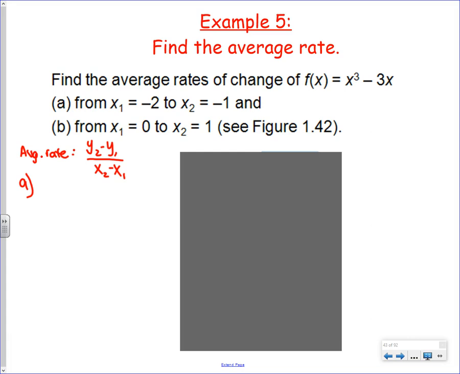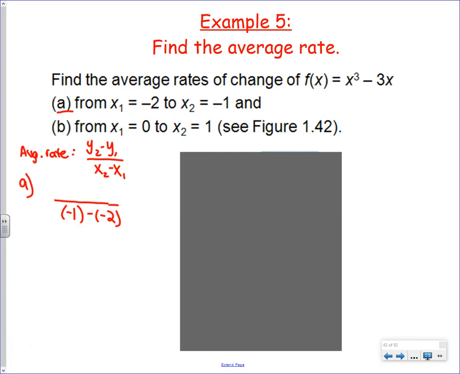So let's use y equals f of x to find y. So, do I know for letter A, do I know x2 and x1? Yeah. So who's x2 according to A? Negative 1. So I'm going to do negative 1 minus, we have x2 minus, and who's x1? Negative 2. So I'm stealing my x2 and my x1, minus negative 2.